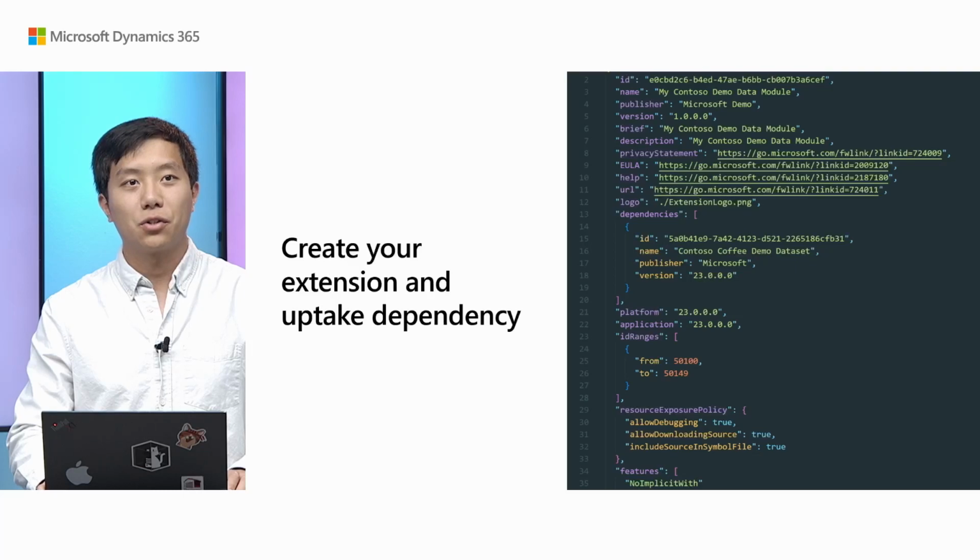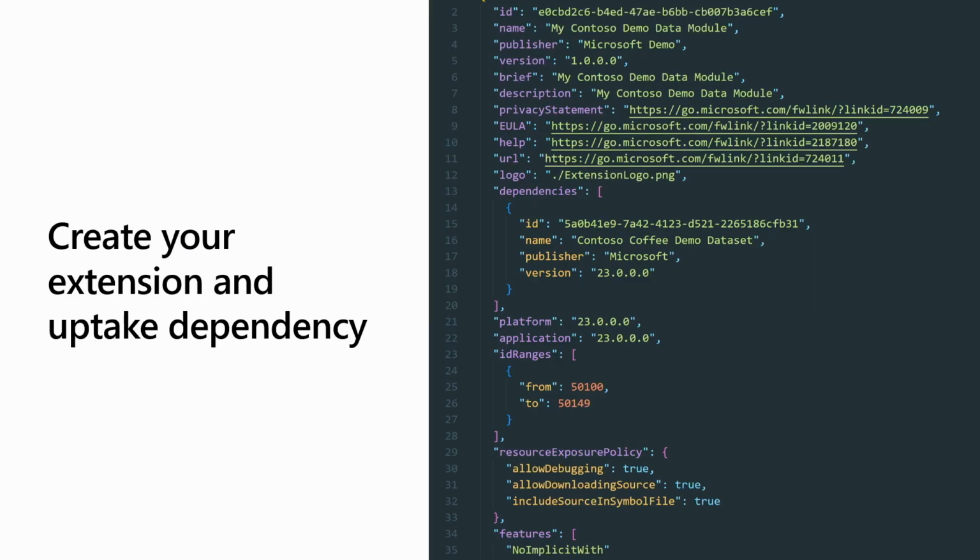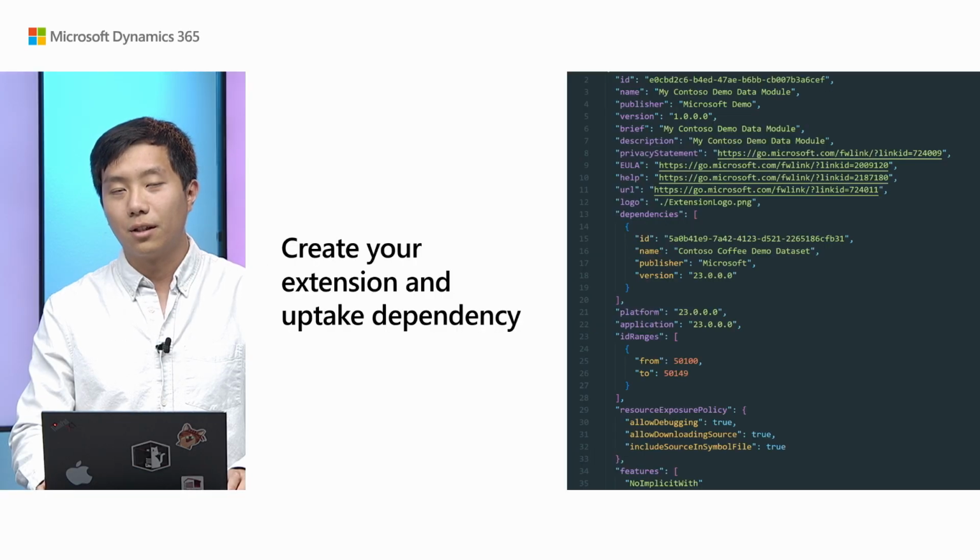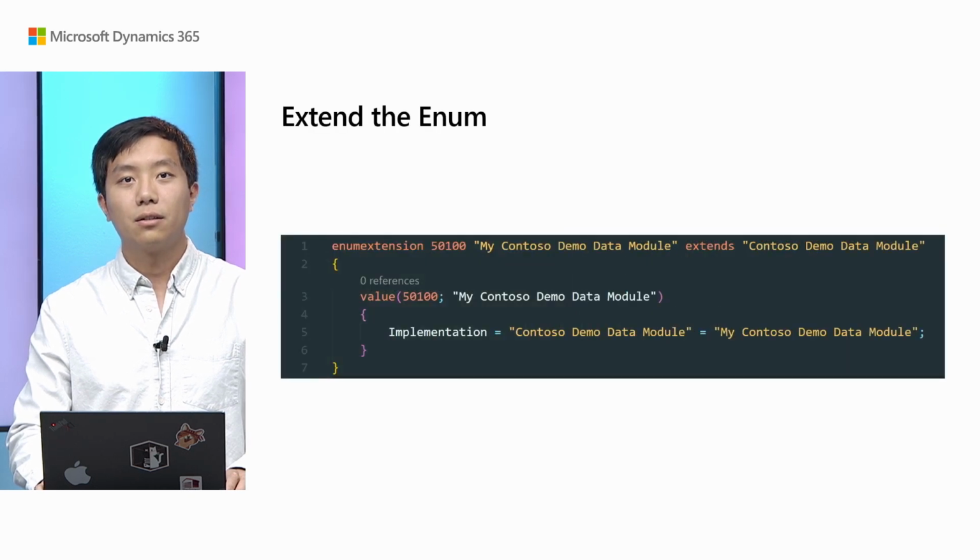To get started, it's fairly simple. If you don't have an extension already, just create your own extension and take the Contoso Coffee demo dataset first-party extension as a dependency. The extension is already available, but the new Contoso demo tool will be available from 23.0. So that's some detail you may want to pay attention to. And after that, it's straightforward.